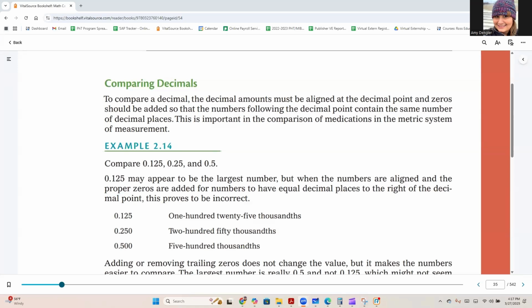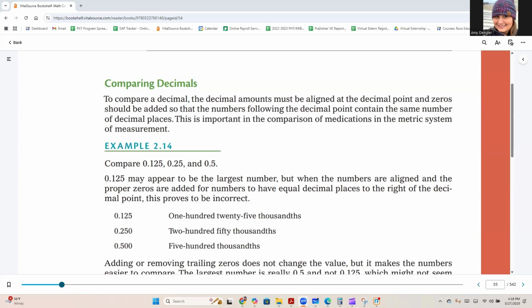To compare decimals, the decimal amounts must be aligned at the decimal point and zeros should be added so that the numbers following the decimal point contain the same number of decimal places. This is important in the comparison of medications in the metric system of measurement.